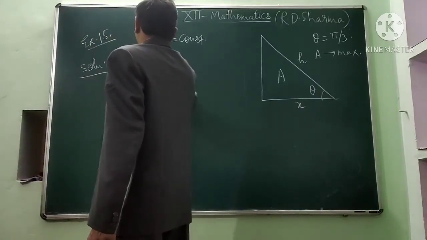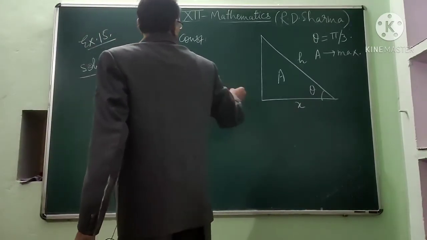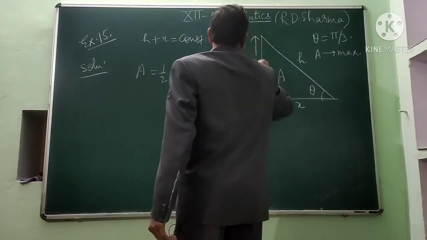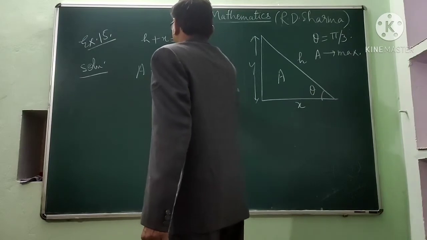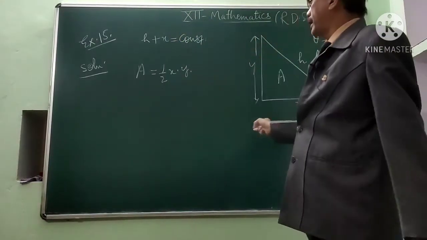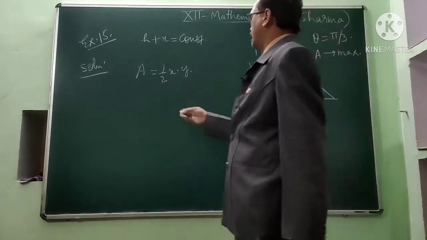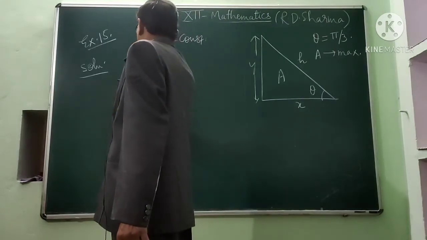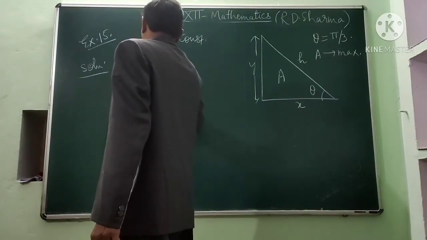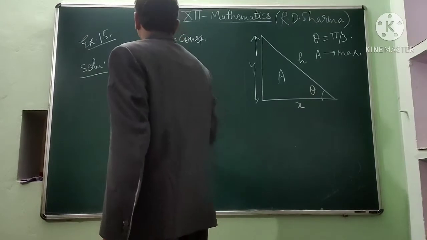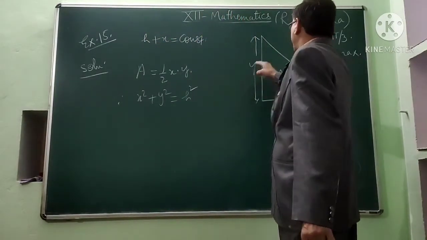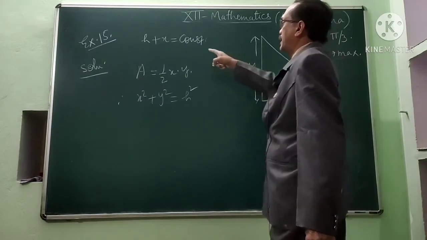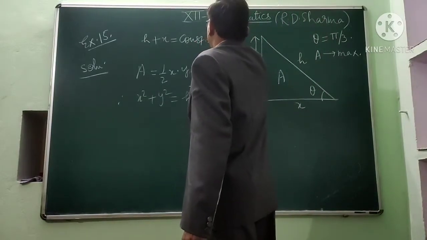Area of the triangle is 1 upon 2 x into y, half of the base into height. Let the other side be y. Since x square plus y square equal to h square. Here x, h, y, they all are variable, but their sum is constant. Let this sum be k.